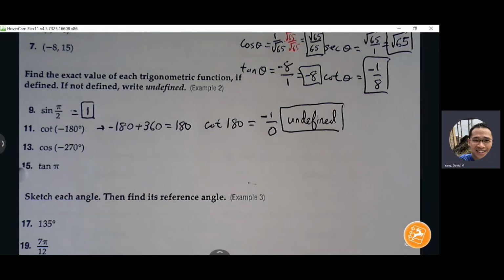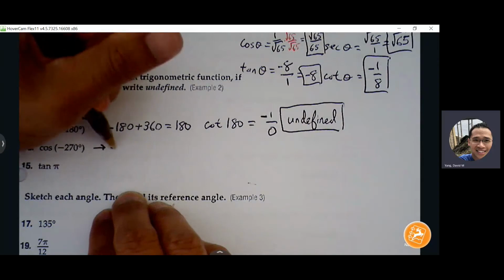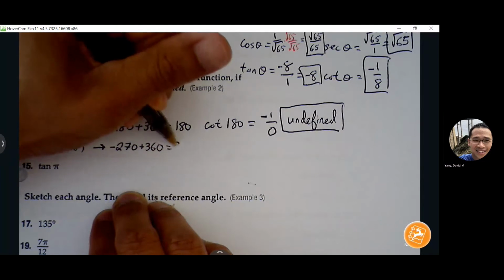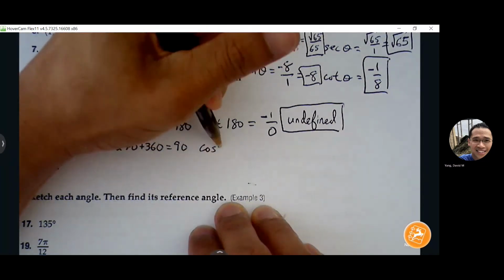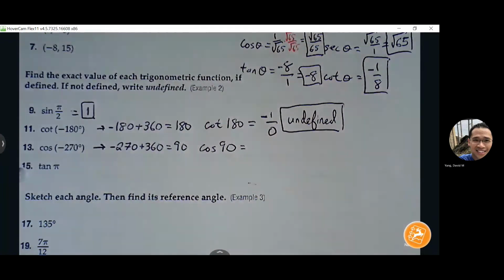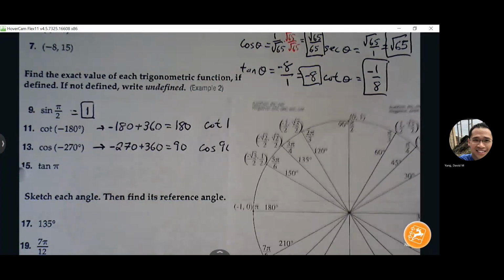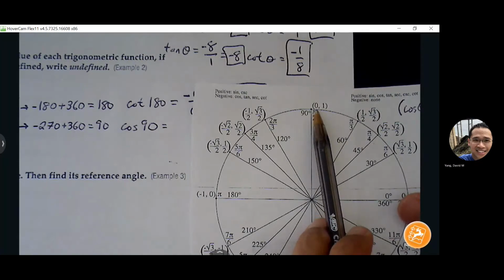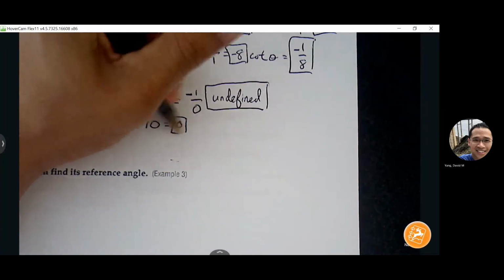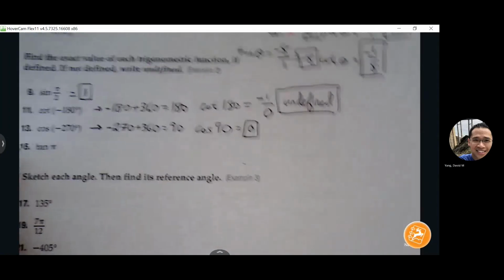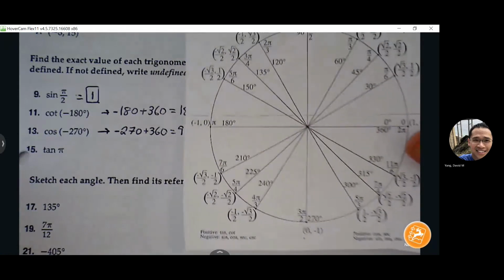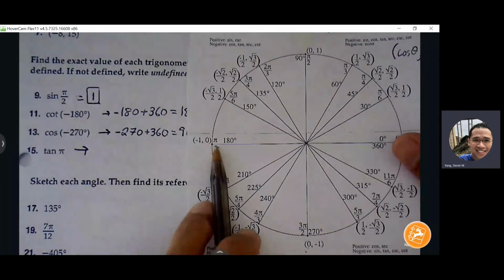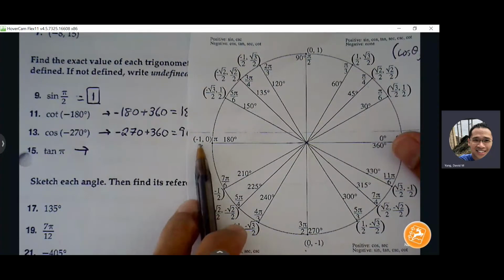Negative 270. Let's work with that angle first. Get a coterminal angle that's easier to read. Cosine is the x value, 0. Pi is within our range. Tangent is y over x.